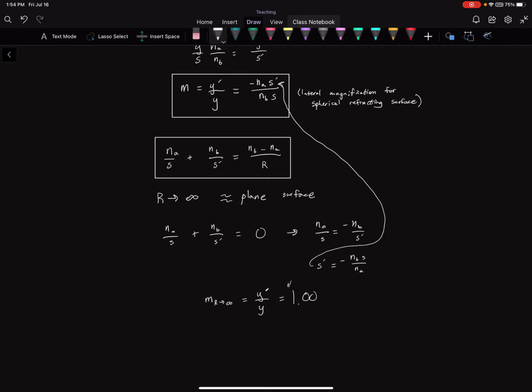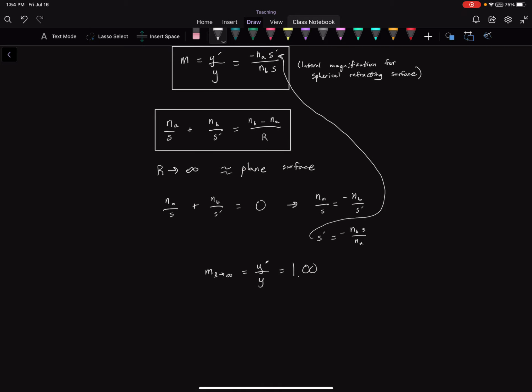Because the sign tells you whether the image is inverted or erect, and the value tells you whether it's bigger or smaller than the object. So there's no magnification occurring when light refracts at a plane surface, and the image is erect.